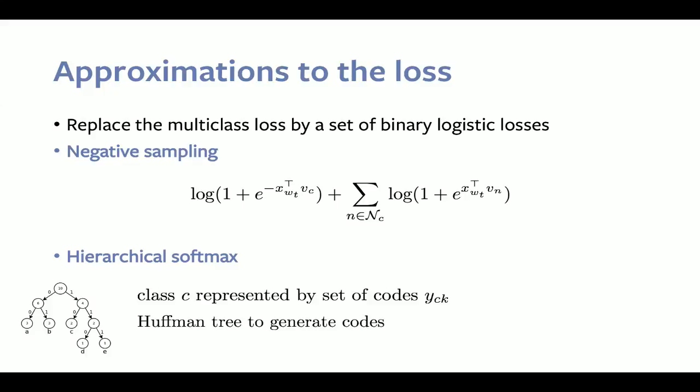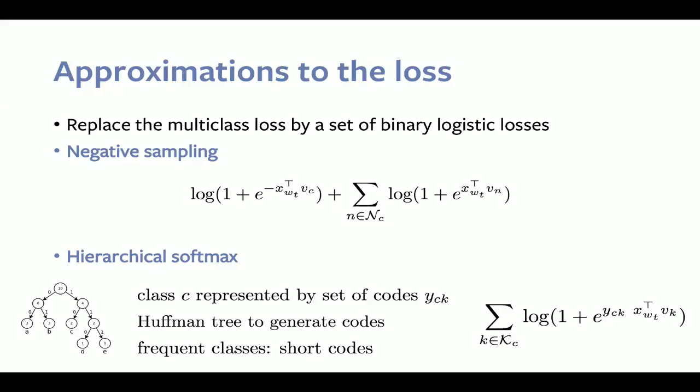In the end, very frequent words are going to have short codes, and very infrequent words are going to have long codes. So it's very fast to evaluate, and you just sum over the codes for every example.